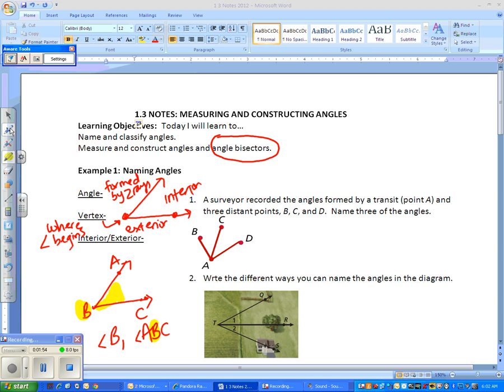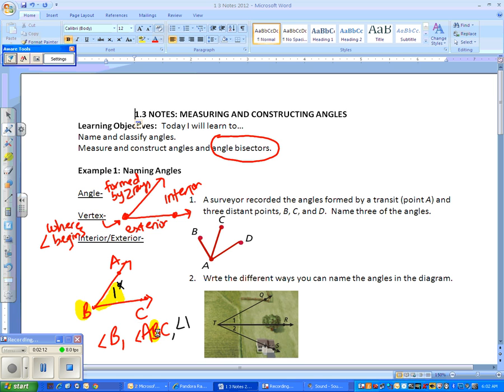A third way you can name an angle is sometimes I'll put little numbers in here, and so another way you could do it is angle 1. It's important that you make sure that there's no degrees there, so I can't call it angle 1 degrees. 1 degrees is how we measure angles. So as long as it doesn't have any degrees there, you can name it by that.